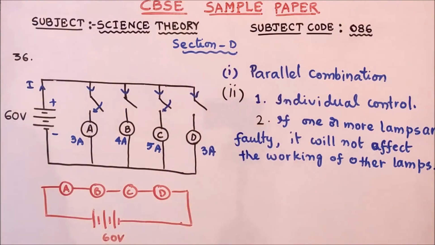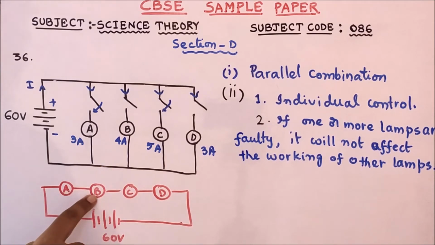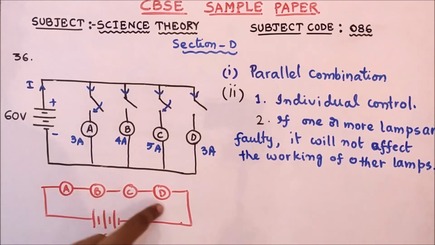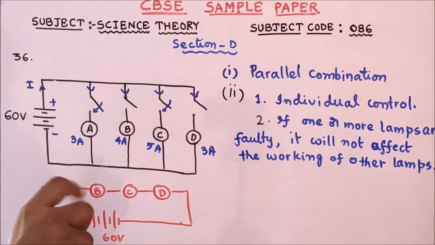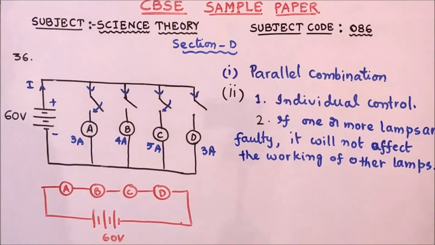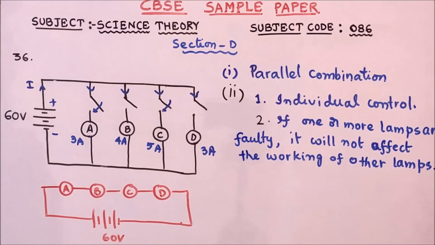So no individual control. Suppose any one or more, say lamp B, has become faulty. It will get open circuited, and so the other lamps will get affected. I cannot use the other lamps unless I replace B with another lamp. So in case any lamp gets faulty, the working of all other lamps will be affected.